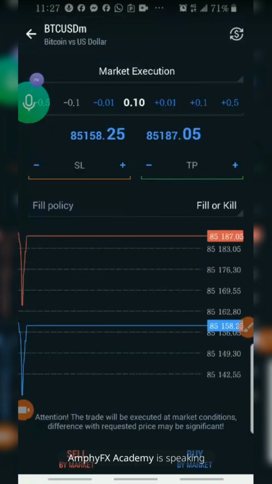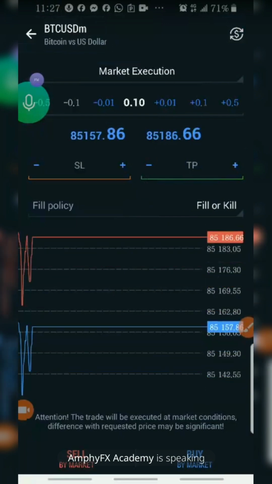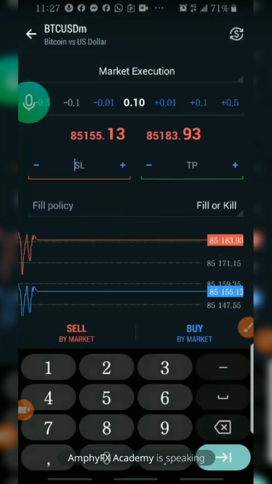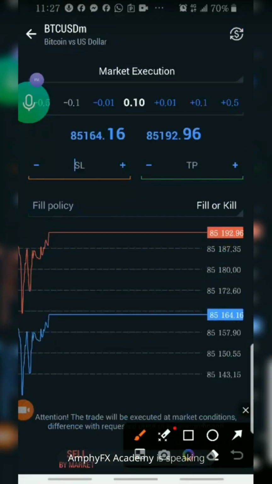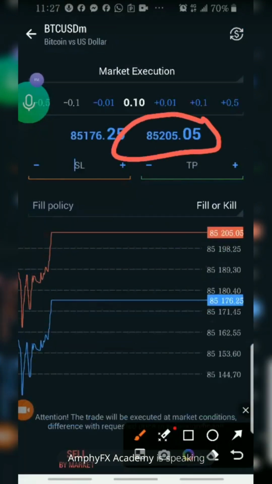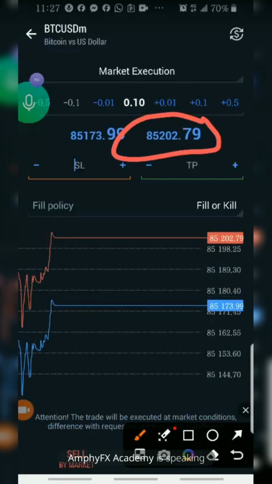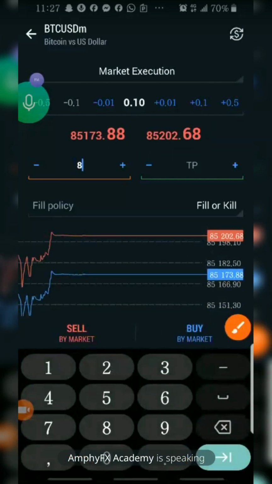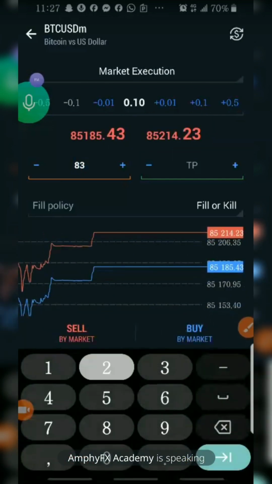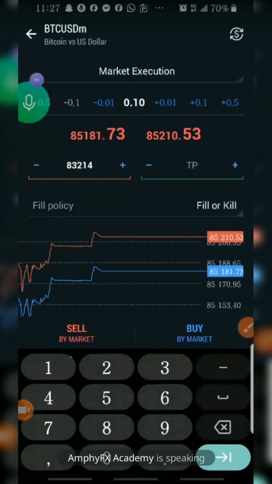Now I'll enter my lot size. Then my SL will be below. Since I want to buy now, my SL will be below this current price level, $85,000. So my SL has to be, let's say, something around 83 or 80 something, just below this current price. Since I'm buying, right? Let me say 83,214. That's my SL. Then my TP has to be above it since I'm buying, right?